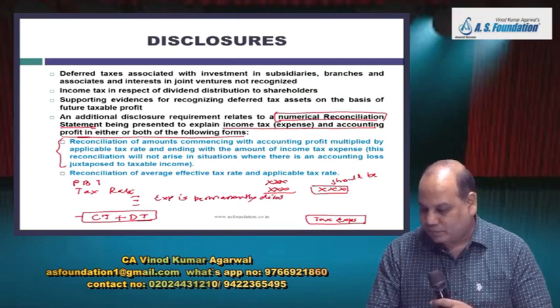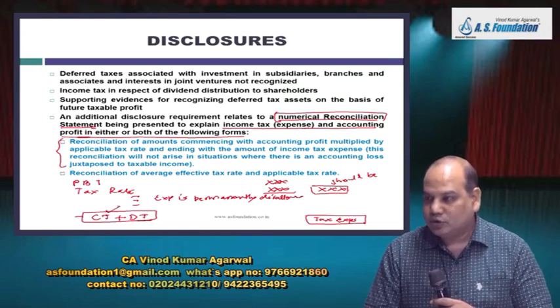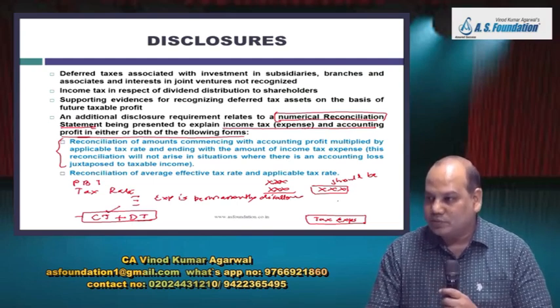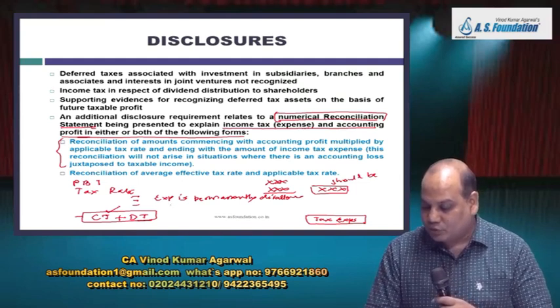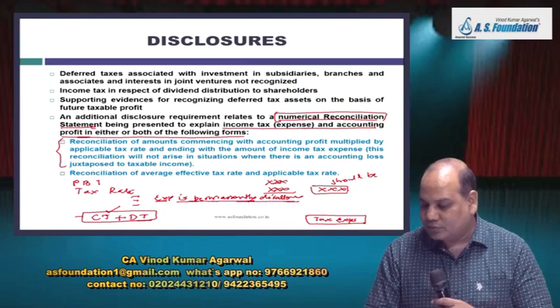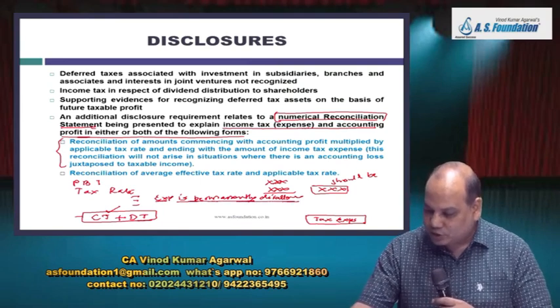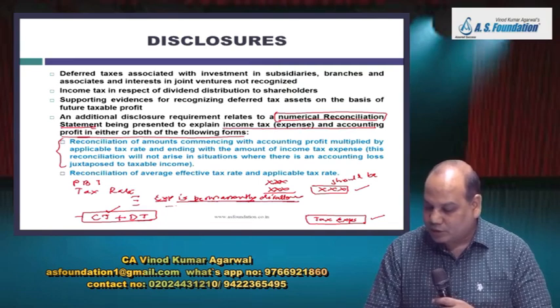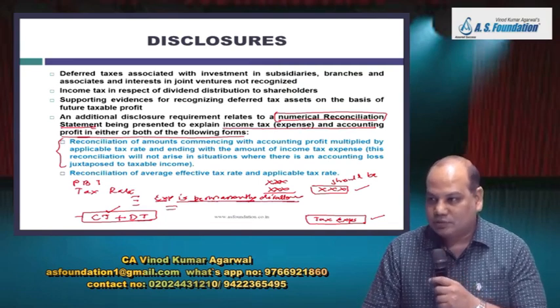So this will increase your current tax. Okay, so therefore these two figures may not match. So this is one example. You have to identify due to which items there is a difference between this figure and this figure, and that will come in the reconciliation.